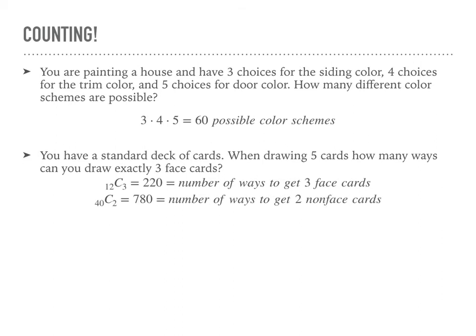And then non-face cards, there are 40 of them. We're going to need 2 of them if we're drawing 5 cards and we're getting exactly 3 face cards. So 40 combination 2 is 780. So that's the number of ways to get 2 non-face cards. So putting our fundamental counting rule together with our combinations, we have 220 times 780, which gives us 171,600 ways to get exactly 3 face cards when drawing 5 cards.